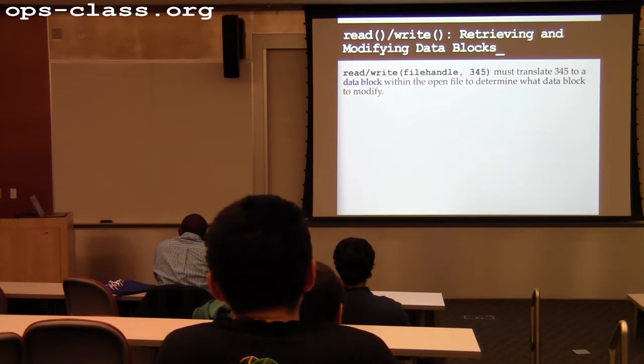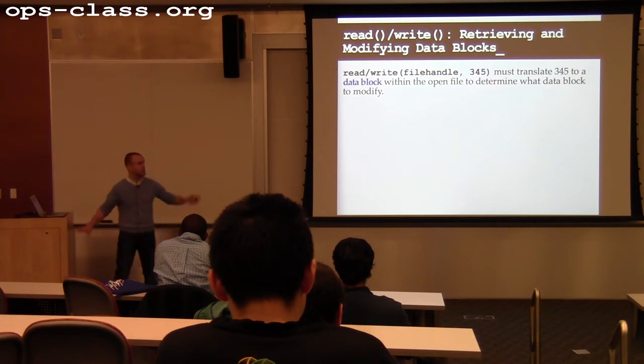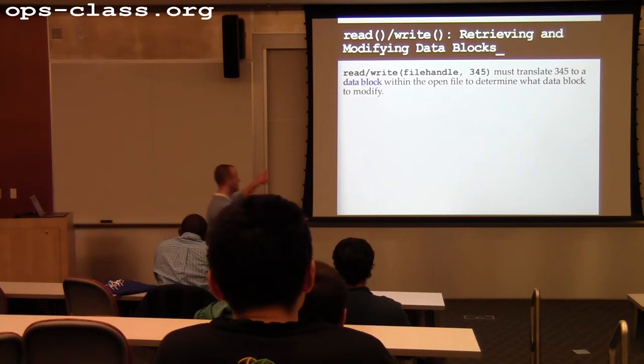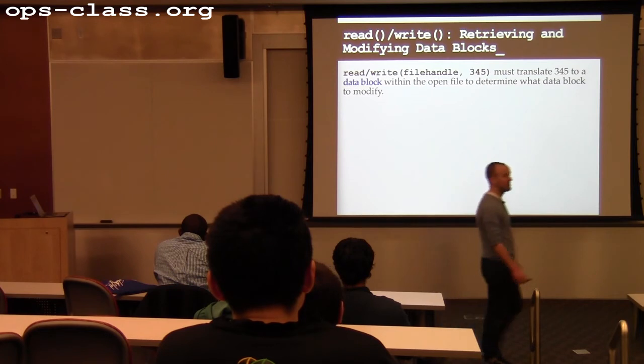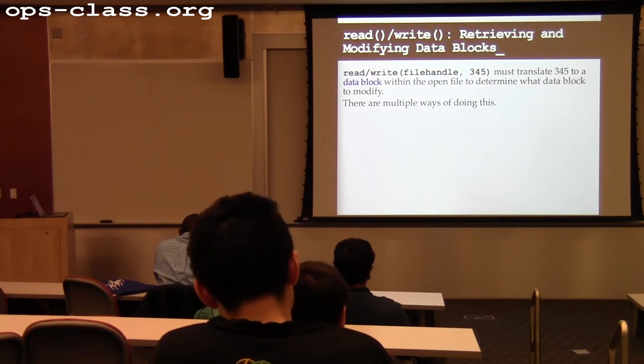But in general, once we find an inode, we're not done, right? We need to find the contents of the file. And so now the question is, how do we translate an offset within a file into the data blocks on disk, right? So I found my inode, I'm in great shape, right? But now the process says, I want to read from offset 345, or if I'm reading a directory, I might say from offset 0. I want to read the contents of the file, so how do I find these data blocks? And this is another sort of data structure design question that we can pose and talk about.